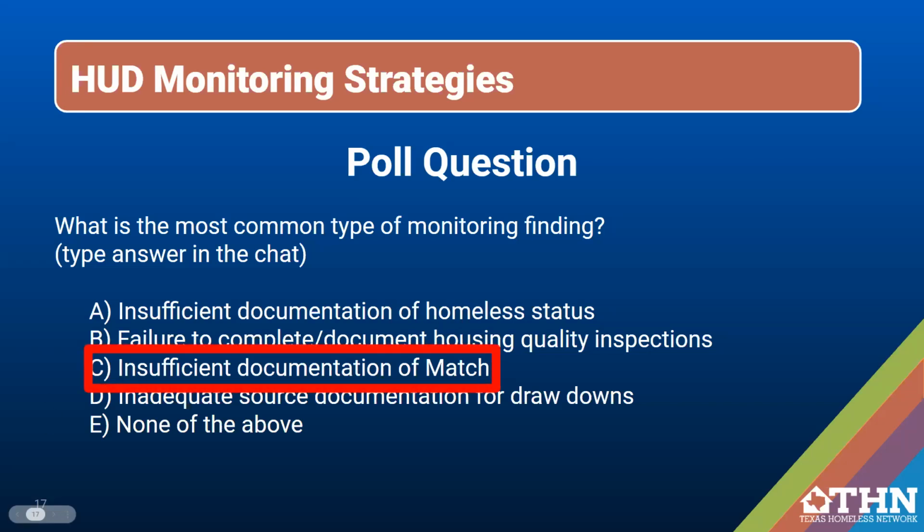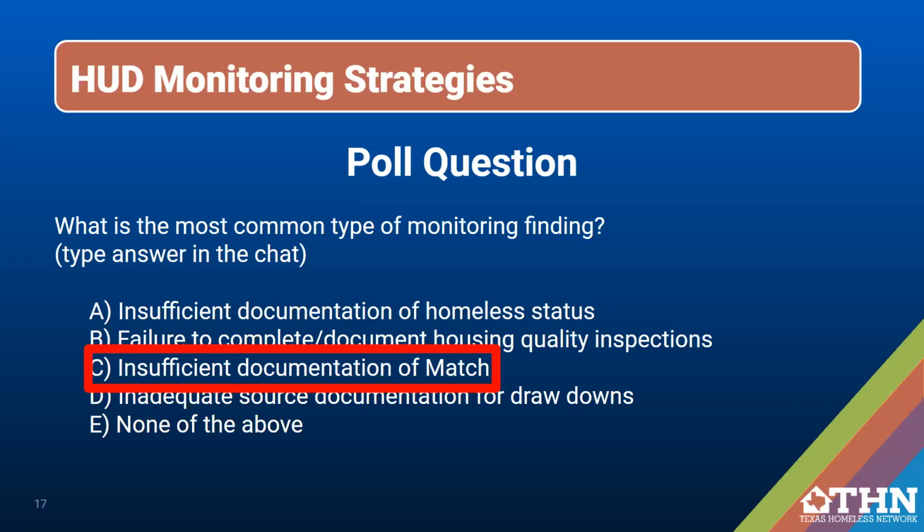There you go. Insufficient documentation of match is the most common type of monitoring finding. So definitely important to get and maintain that documentation. Yeah, that might be kind of surprising to folks, but in my experience with the CoC program, HUD takes match very, very seriously, to the point that, again, insufficient documentation of match could, and I have seen it, result in corrective action plans that require repayment of funds to HUD.